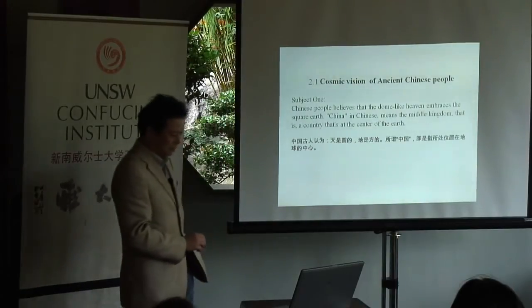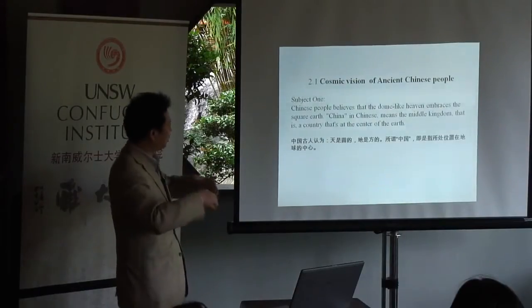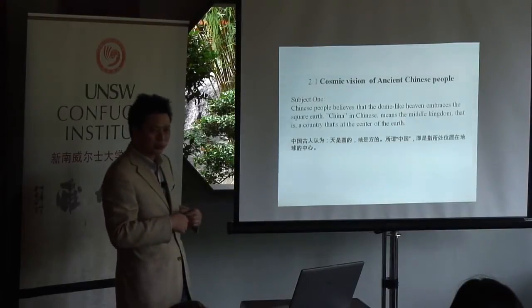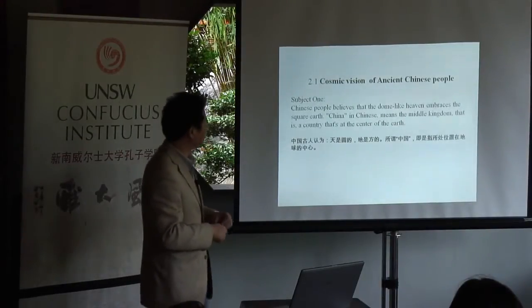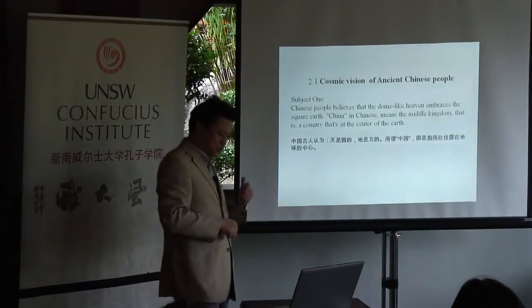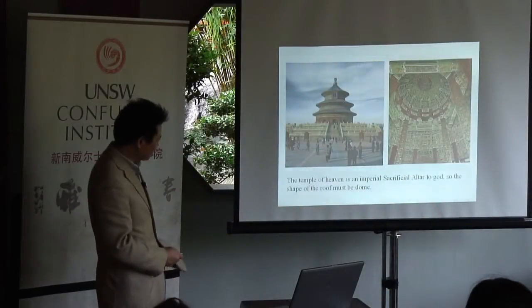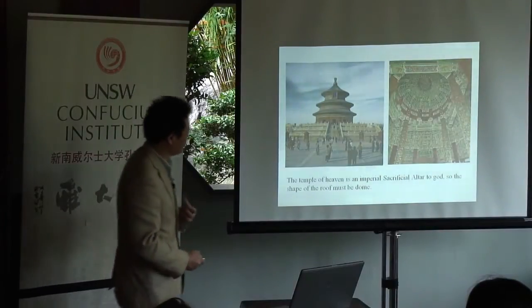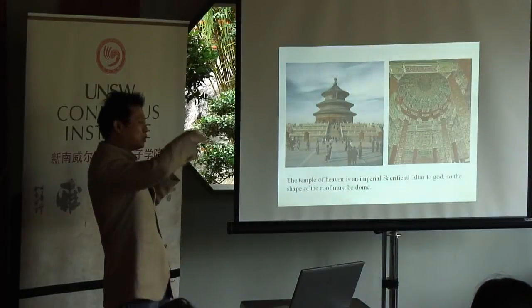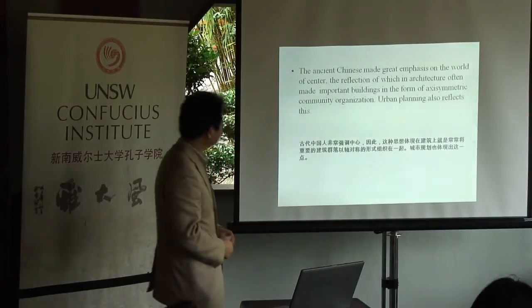Chinese people believe that the dome-like heaven embraces the square earth. China in Chinese means a middle kingdom, that is, a country at the center of the earth, of the world. This is Chinese people's thinking. So the Temple of Heaven is an emperor's sacrificial altar to God, so the shape of the roof must be a dome. So this is Chinese philosophy.